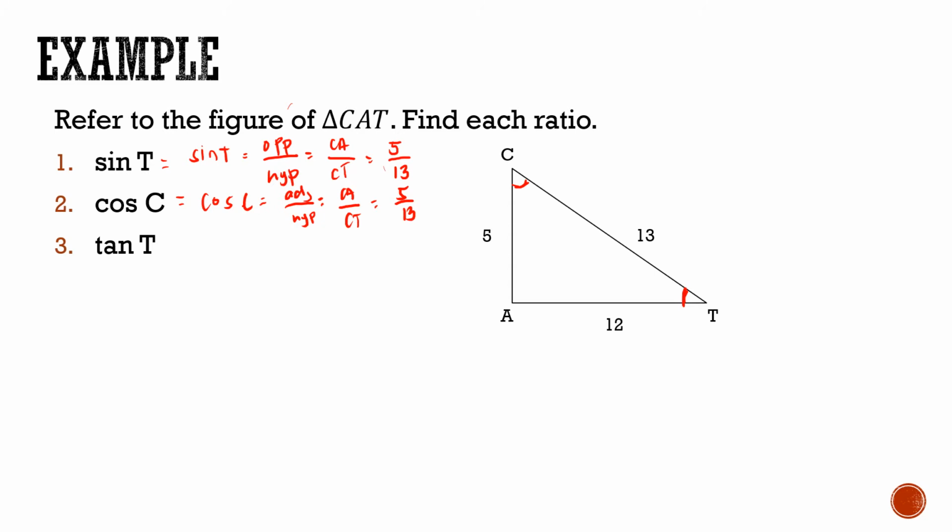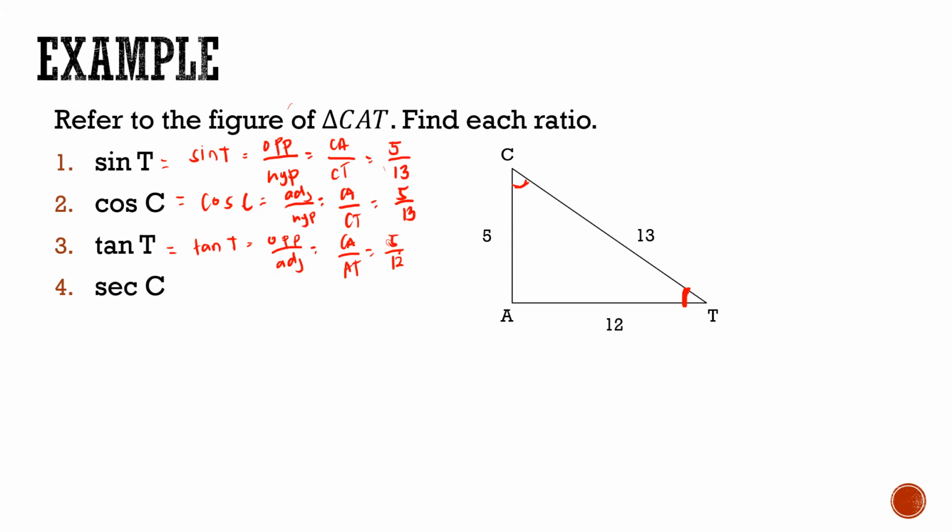Let's have tan T, or tangent T. So we know that tangent T is equal to opposite over adjacent. So if my reference angle is angle T, the opposite side will be CA and the adjacent side will be AT. Therefore, tangent T is equal to 5 over 12.